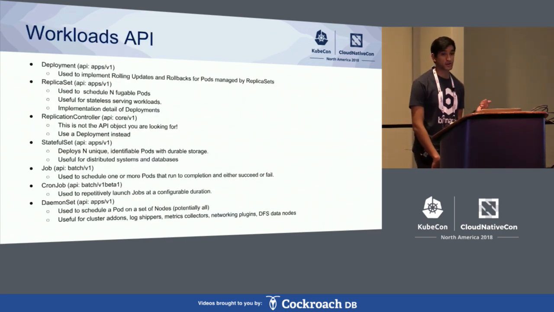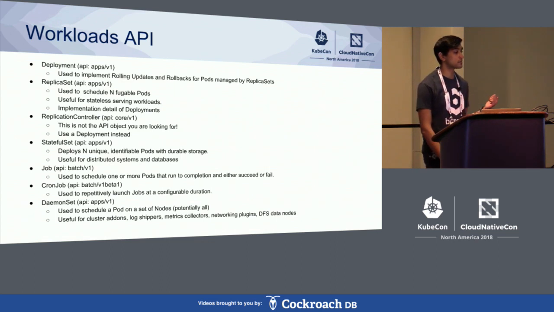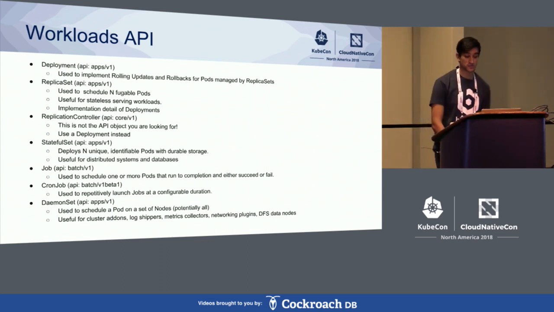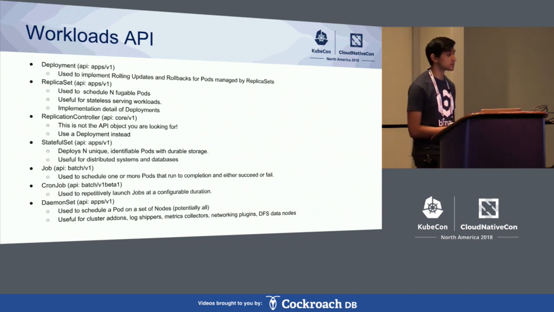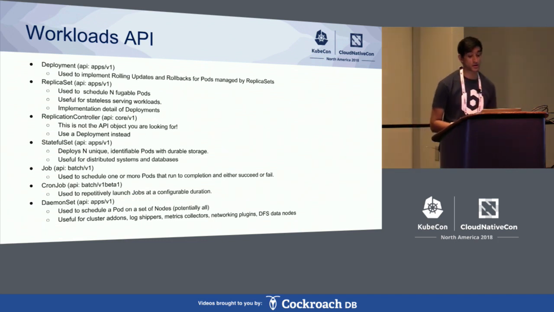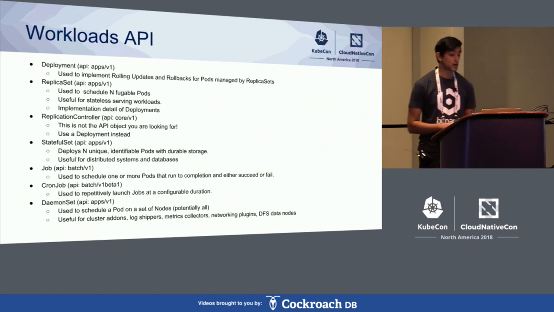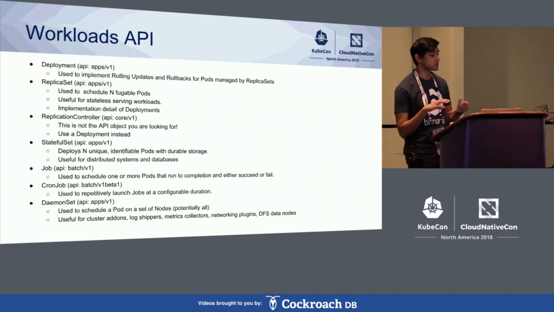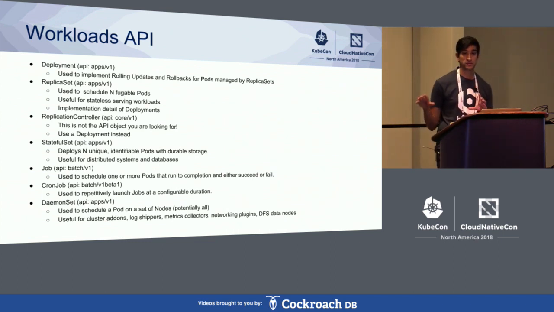So the Workloads API, hopefully you're all familiar with this, but if you aren't, I'll go through this really quickly. Deployment is probably the most used workload API, and it basically allows you to manage your pods and scale them out and apply rolling updates and rollbacks. An implementation detail of the deployment is the replica set, and typically you wouldn't use this directly. Deployment uses this as a way to scale out pods.